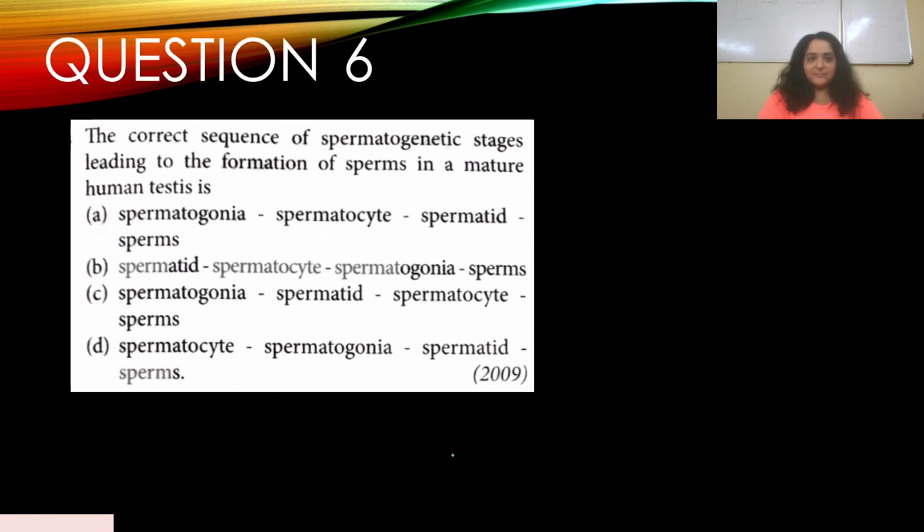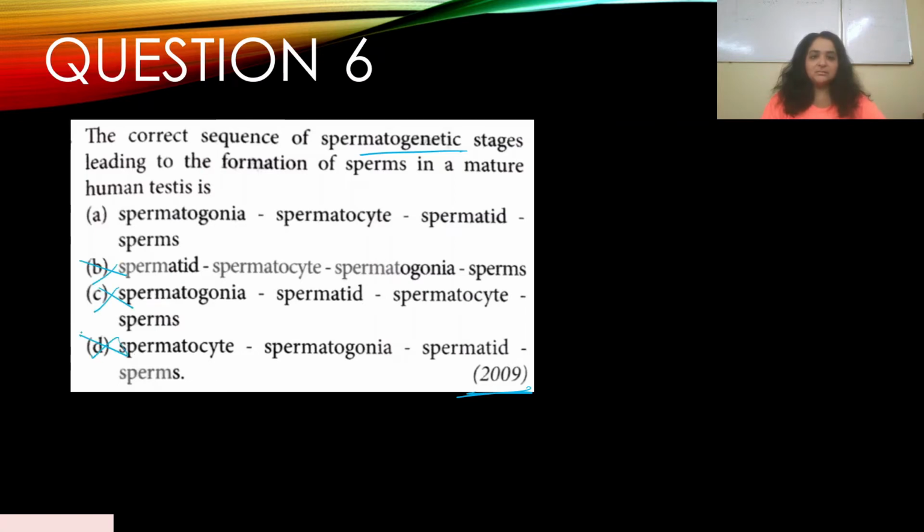Alright, so question number 6. The correct sequence of spermatogenetic stages leading to the formation of sperms in a mature human testes is, this appeared in 2009. I think we've already come across a similar question in the beginning, right? A, spermatogonia. Yes, it starts with spermatogonia. Then spermatocytes, yes, spermatid and then sperms. Makes sense. B, spermatid. No, it doesn't begin there. Spermatogonia, spermatids. No. So B and C are incorrect.